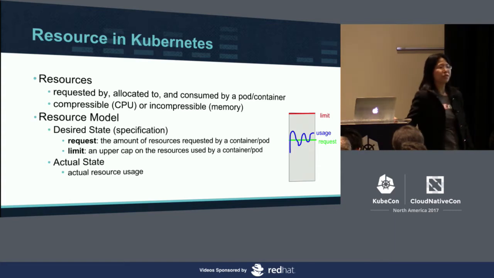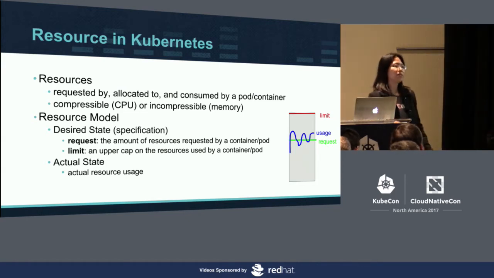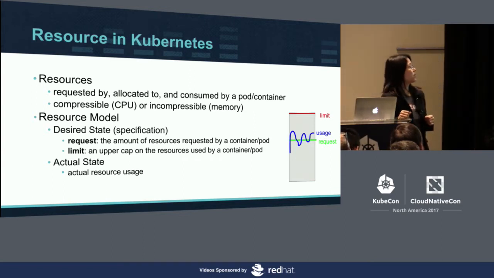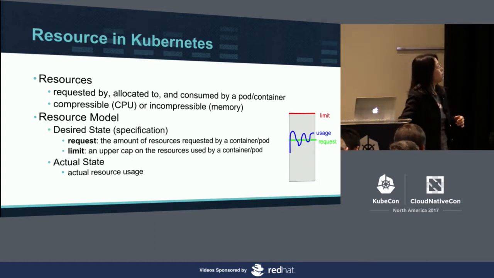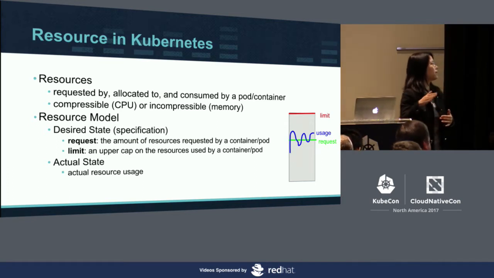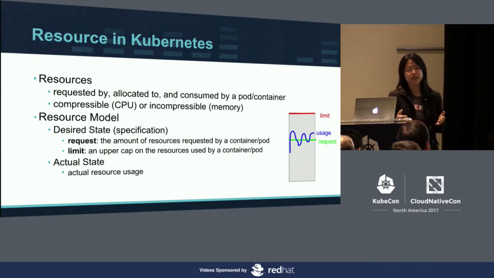So in Kubernetes, a resource by definition is something that can be requested, can be allocated, and can be consumed. A typical example of such a resource is CPU and memory. We call CPU compressible because a CPU can be throttled as needed, but memory cannot. And in Kubernetes, we support a simple resource model, which allows the user to specify resource request and limit. So request is basically the amount of resources you want to allocate for your container, and how much you need. And the limit sets an upper bound on how much resources can be consumed by your application.